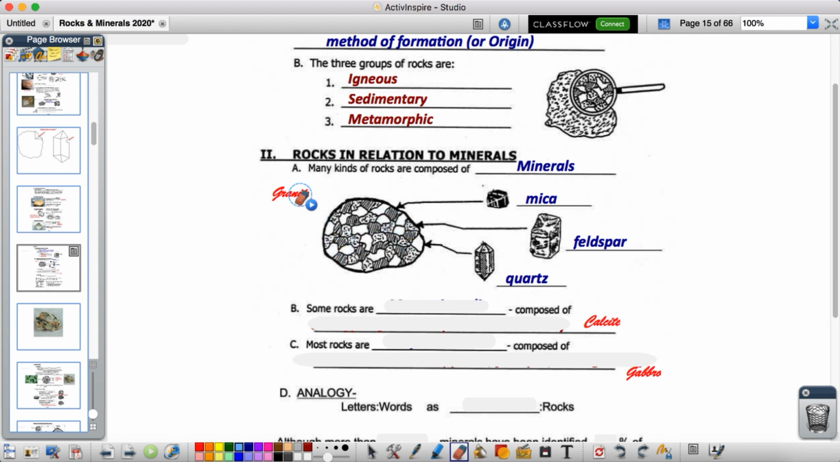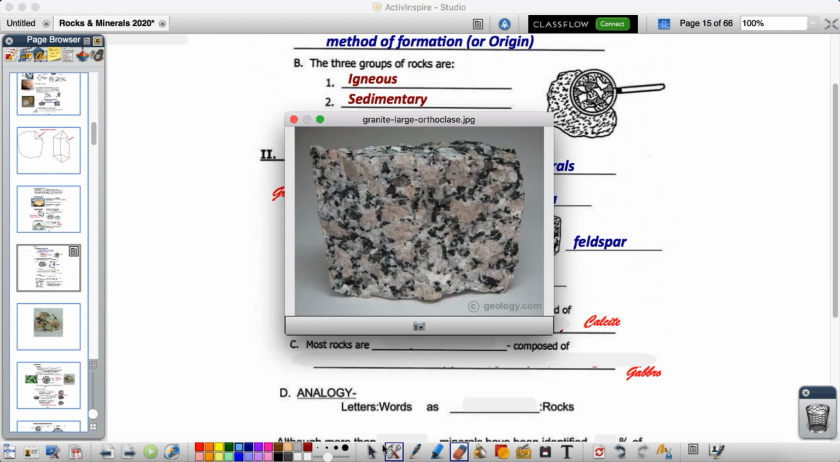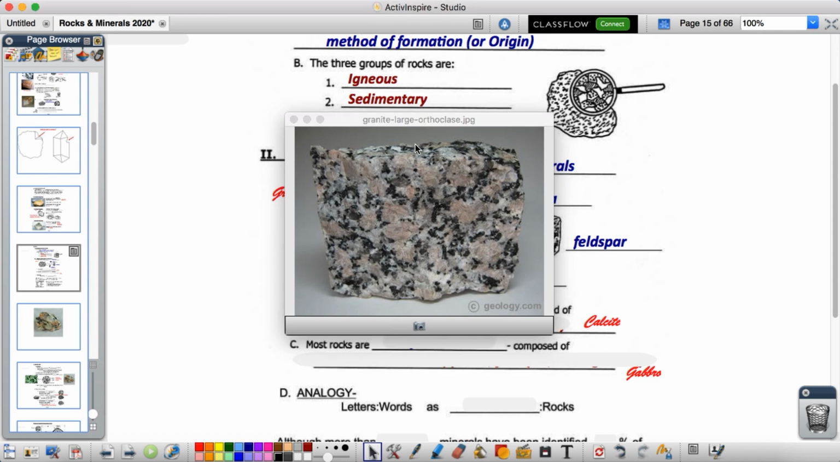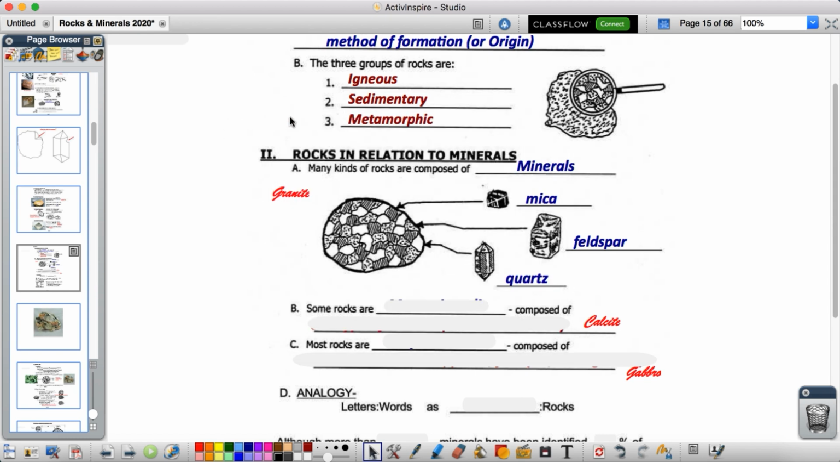Let's take a closer look at this granite. There's an example of granite for you right there. And if you look at it, you can see the pinkish color of the potassium feldspar. You can see the black color of the mica, the biotite. And you can probably see a little bit of what could be quartz or plagioclase in here. You see a little sparkly things in there would be quartz. So different minerals are making up this rock. Okay, so that's kind of like what the artist intended to draw here.